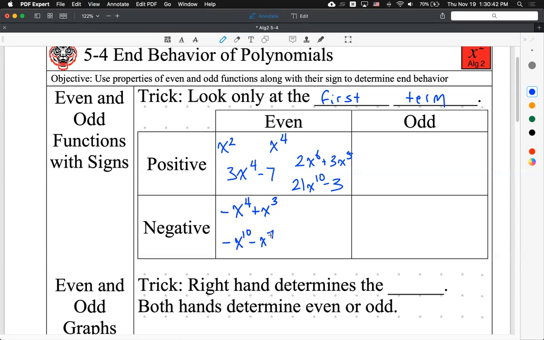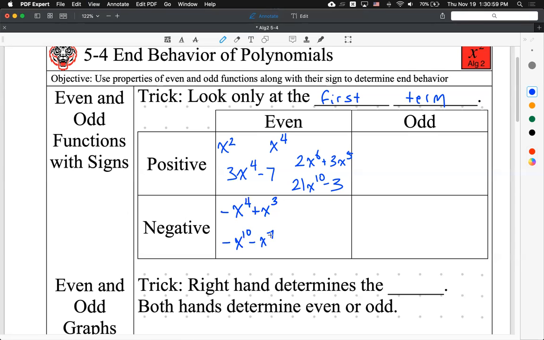Question, Charles. So for the positive ones, if you put a negative on x squared, would it still be even? It would still be even, yes. And you don't even need to know what I mean by even yet. I'm just letting you know it is an even function.